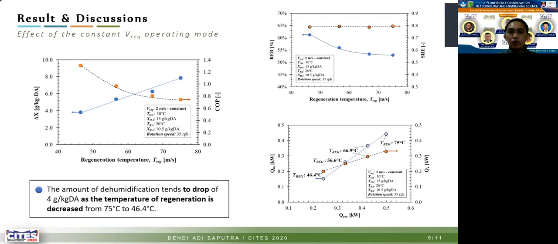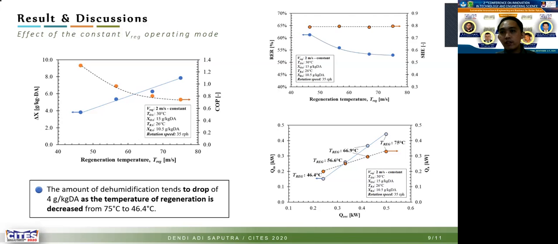For the second operating mode, we maintain the regeneration airflow velocity constant at 2 meters per second, and we vary the regeneration temperature from 46.4 degrees Celsius to 75 degrees Celsius. As you can see in this figure, increasing the regeneration temperature is followed by increasing dehumidification performance. However, the COP tends to decrease, and so does the recovery energy ratio.